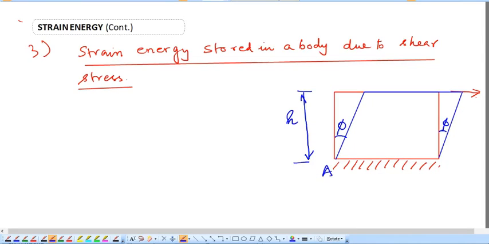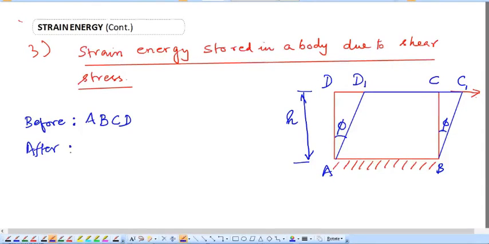You take this as AB, CD, and this one as C1, D1. So before deformation, your body shape was AB, CD, and after the force is applied, the body coordinates are A, B, C1, and D1. So from D, it has moved to D1, and from C, it has moved to C1.